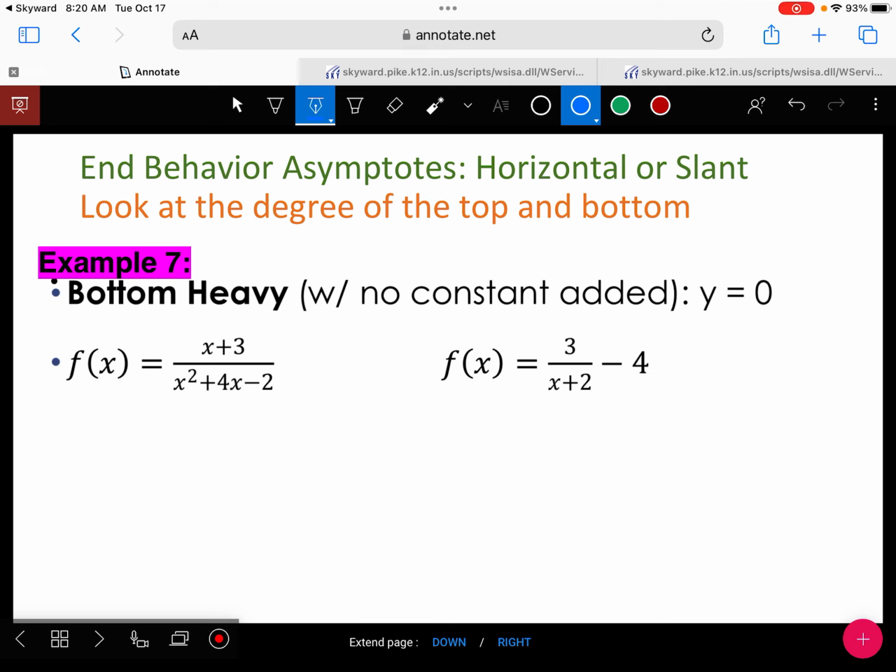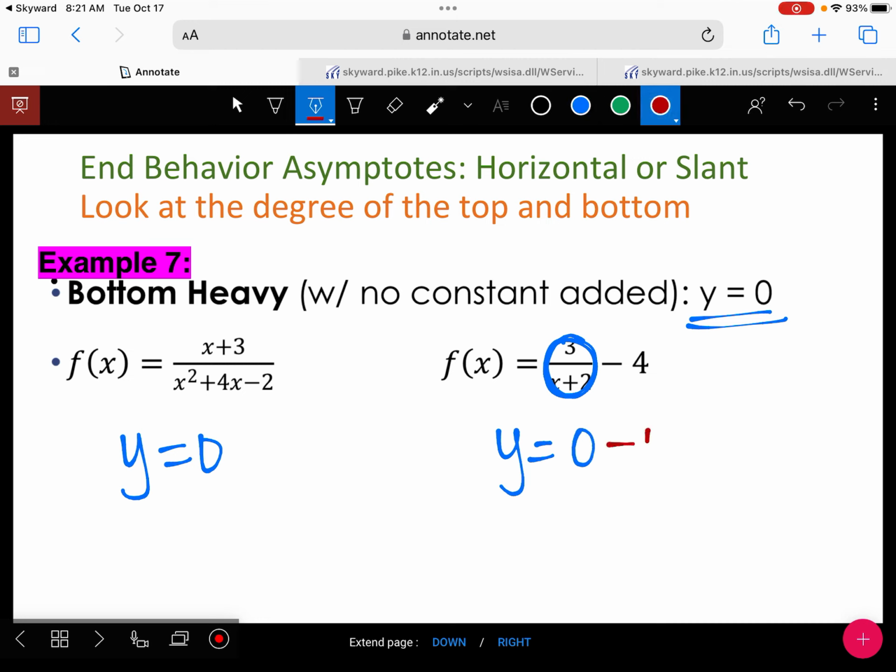So bottom heavy, that means you have a higher exponent on the bottom. So if it doesn't have a constant added, it's just going to be y equals 0. So for this one, this is just y equals 0. But this is a special case because we have this fraction and we have the minus 4. So in that example, it would be y equals, this equals 0. That has an asymptote of 0, but now we have to include that minus 4.